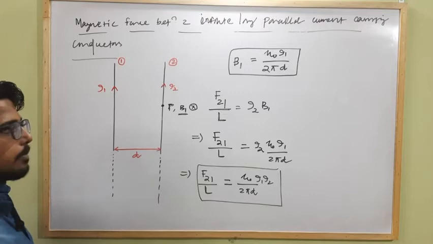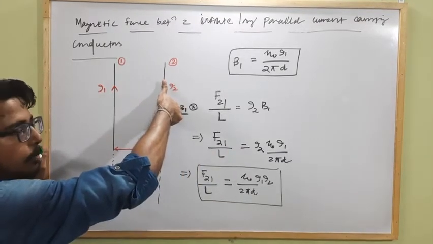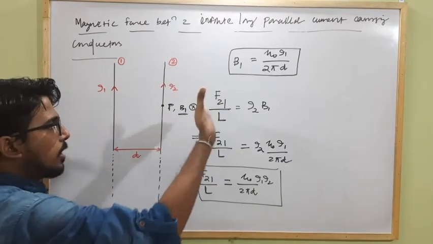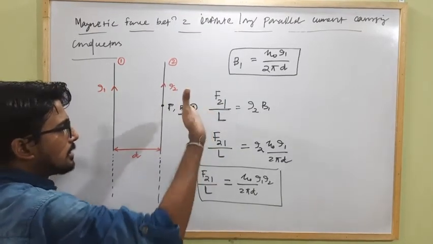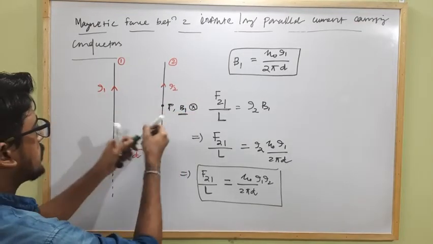And what is the direction of magnetic force? By using the right hand palm rule, place the thumb along the direction of current flowing through it, upward, and stretch the fingers towards the magnetic field strength, that is inward. The direction of the palm shows the force, that is along this direction.